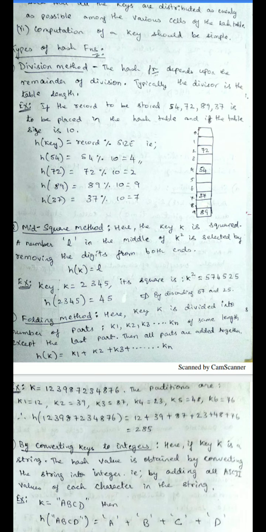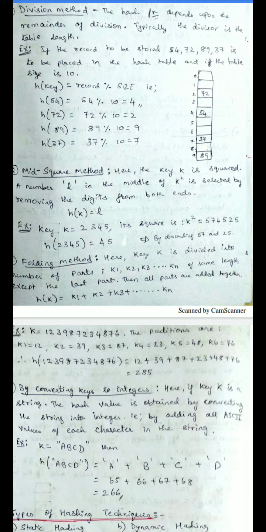Next is the folding method. Here the key is divided into parts. Then you add the parts, and whatever value you generate is your hashing address or hashing location. See here, your key value is 12398746, and you divide the key into parts: 12, 39, 87, 46. If I take the sum of these numbers, it becomes 184. Then that is your address location. This is one type of hashing technique.